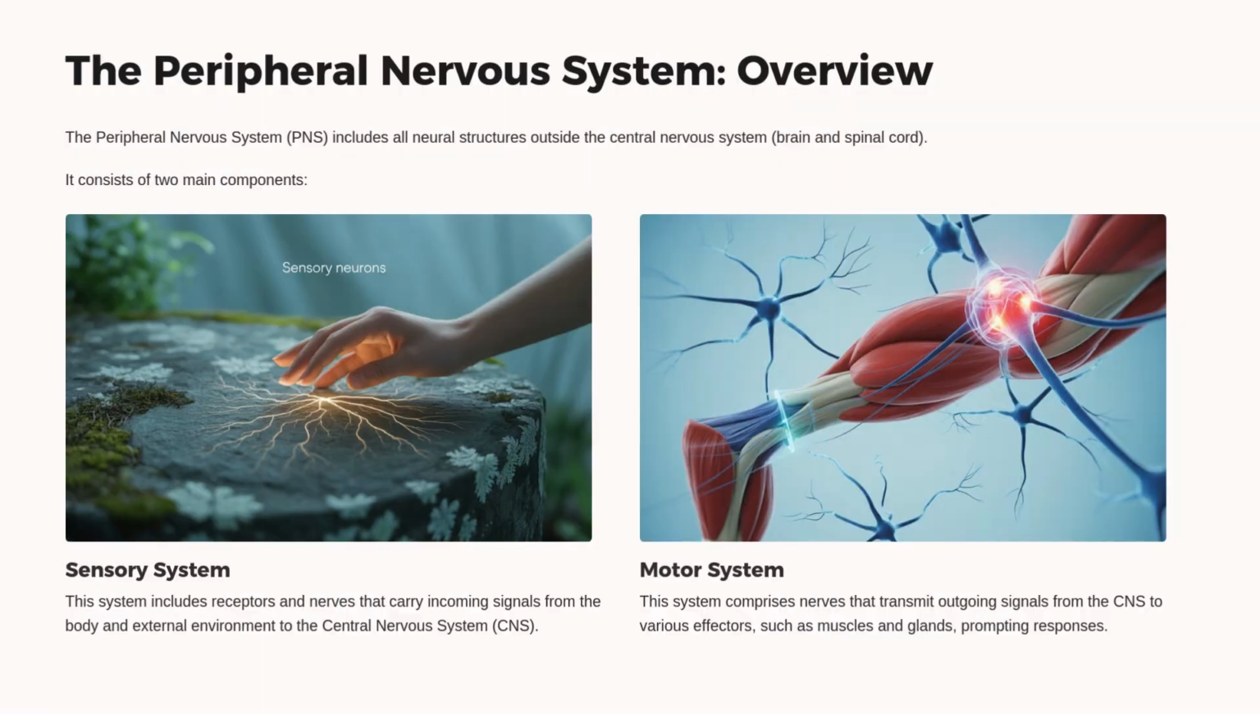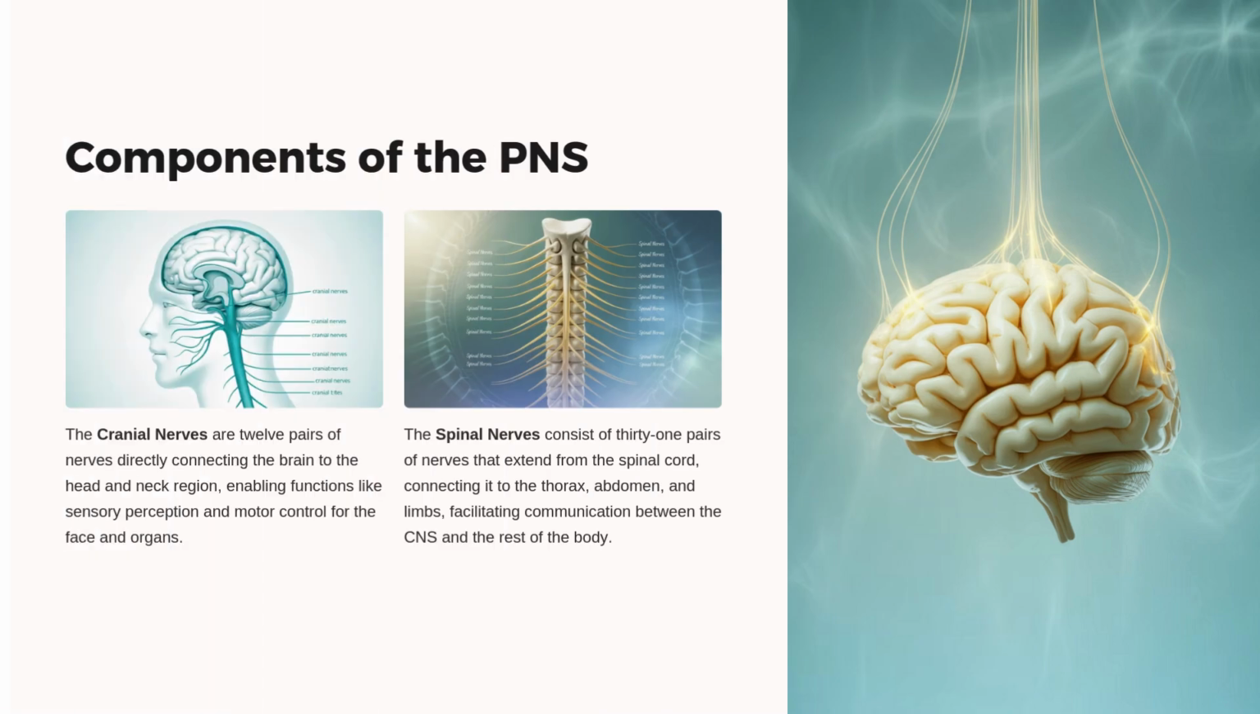The peripheral nervous system, PNS, includes all neural structures outside the central nervous system, brain and spinal cord. It consists of two main components. Sensory system. This system includes receptors and nerves that carry incoming signals from the body and external environment to the central nervous system, CNS. Motor system. This system comprises nerves that transmit outgoing signals from the CNS to various effectors, such as muscles and glands, prompting responses.